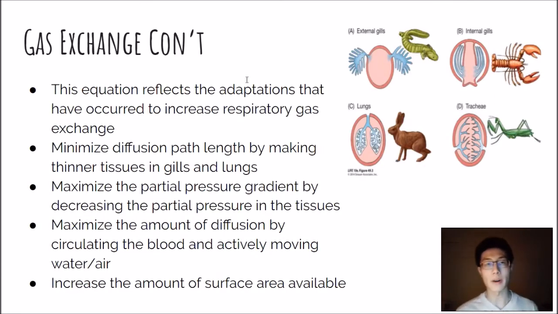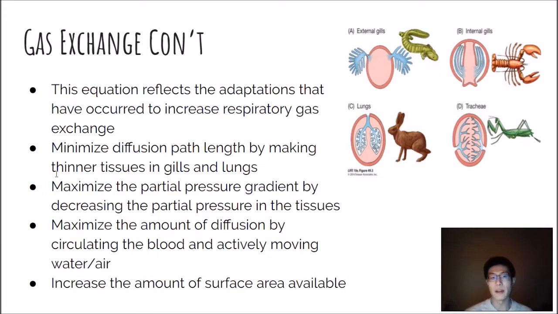So that's what the L stands for, and this is a general rundown of Fick's law of diffusion. A little bit more on that equation, though. This equation really just reflects the adaptations that have evolved within different lineages of organisms to increase respiratory gas exchange. What it is trying to do is minimize the diffusion path length by making thinner tissues in gills or lungs, or sometimes tracheae, or internal gills. For instance, we're looking at external gills on the salamander. You want to minimize the path length and make these relatively thin to allow for easier passing of gases. Same thing for certain tissues within the lungs.